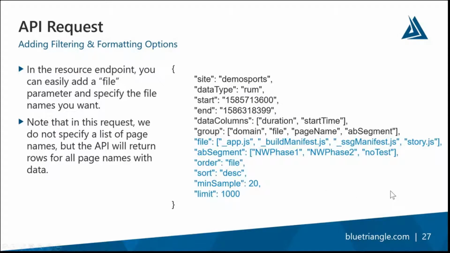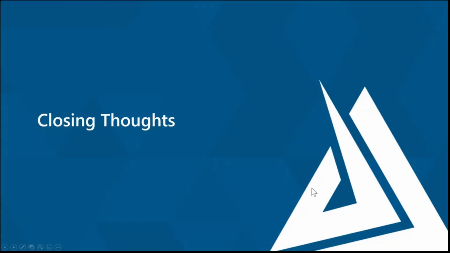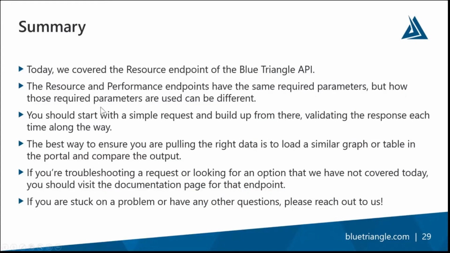All right, so just a few closing thoughts quickly before we finish up. Today we covered the resource endpoint of the Blue Triangle API. This is much like the performance endpoint in that they have the same required parameters, but how you use those required parameters is a little different between the two endpoints.